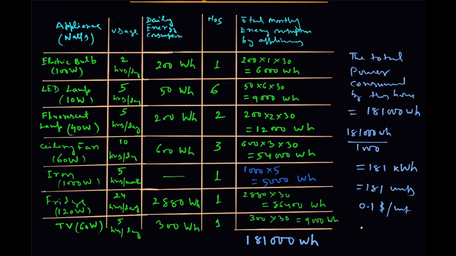Similarly, it may be in rupees. If it is, suppose, 4 rupees per unit, then you have to multiply 4 with 181, and then you will get the total rupees you have to pay. Or it may be in pounds, 0.04 pounds per unit. Similarly, you have to pay. This is the calculation. This way you can find the total energy consumption.